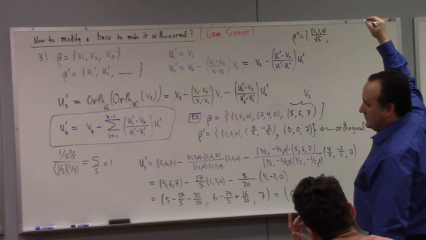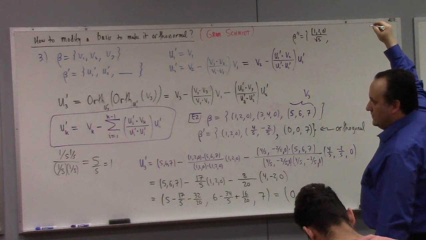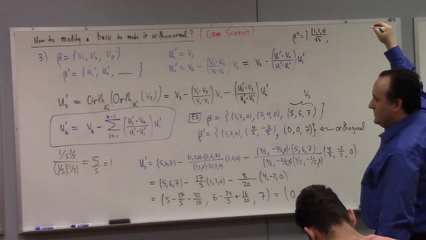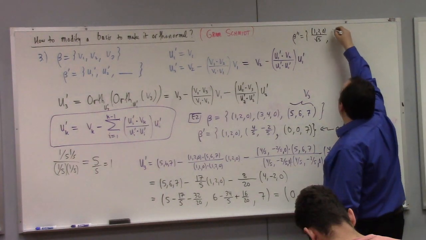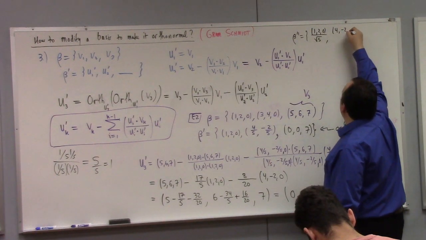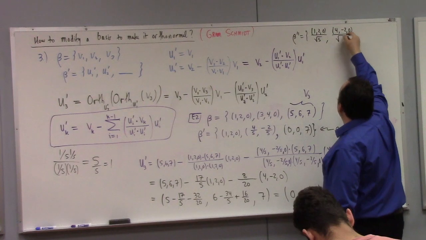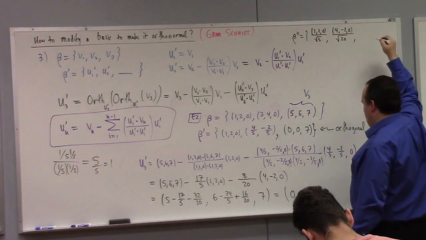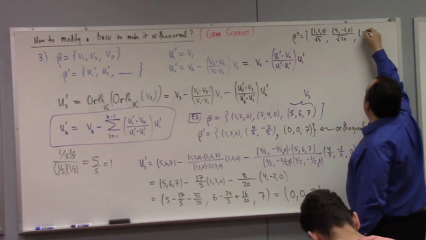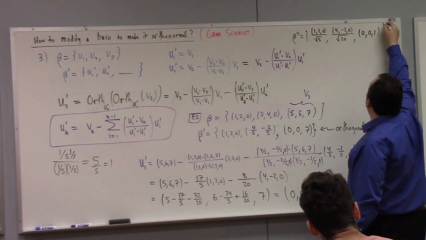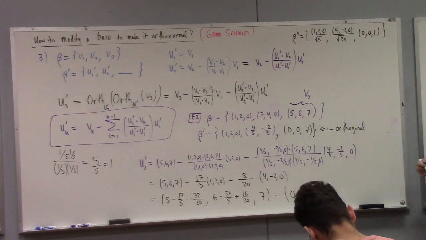Let's see here. Where was my second vector? 4 minus 2, and we divided by square root of 20, I believe. And this one is just 0, 0, 1. So there you go. That's an orthonormal basis for R3 that we've achieved by orthonormalizing. This is the Gram-Schmidt algorithm.